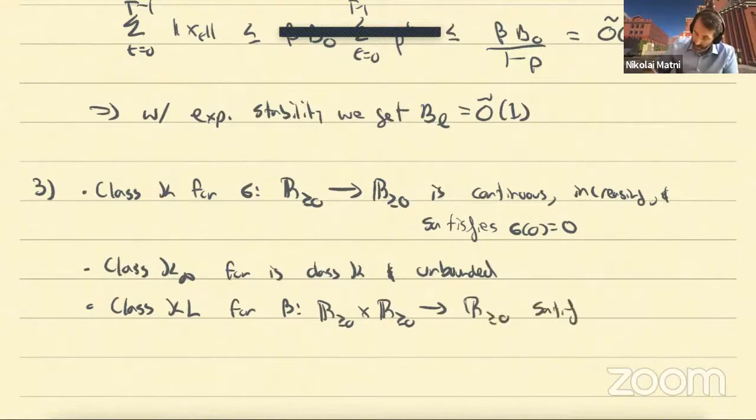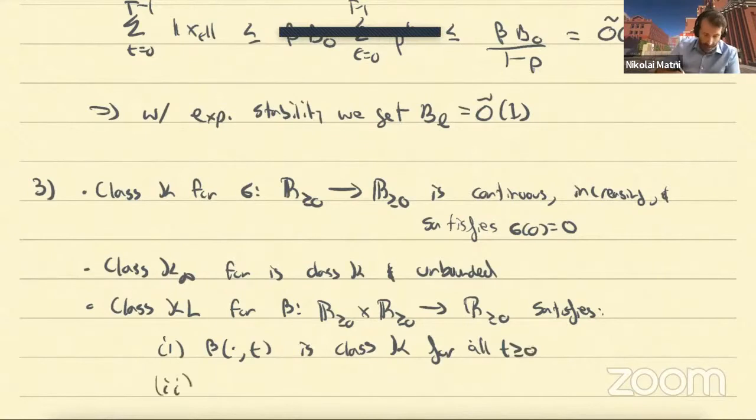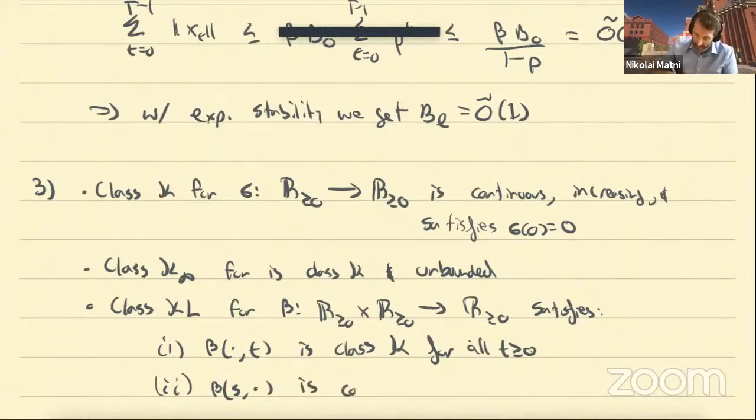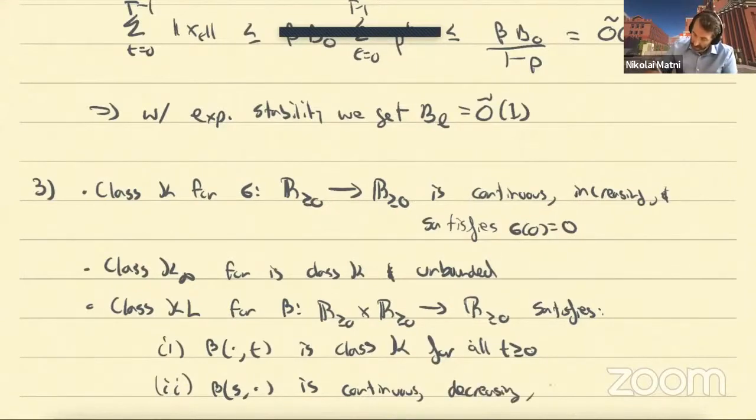It satisfies the following properties. One is that if I fix a t and look at it as a function in the first argument, this is class K for all t greater than or equal to 0. And then the second one is if I fix the input to it and I just look at how this changes with time, then this is continuous, decreasing, and tends to 0 for all possible inputs S.